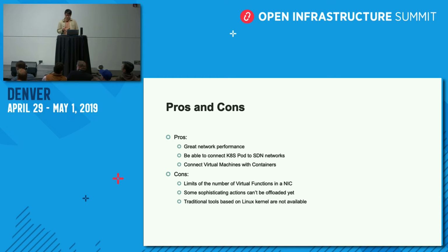Second, the OVS hardware offload is not as mature as the OVS kernel datapath. Some sophisticated OVS actions cannot be offloaded yet. And due to the limitation of TCAM in physical devices, the number of network connections in hardware datapaths cannot be as many as there are in kernel datapaths. And third, just like every kernel bypass approach, traditional tools based on the Linux kernel like tcpdump and BPF are not available anymore.